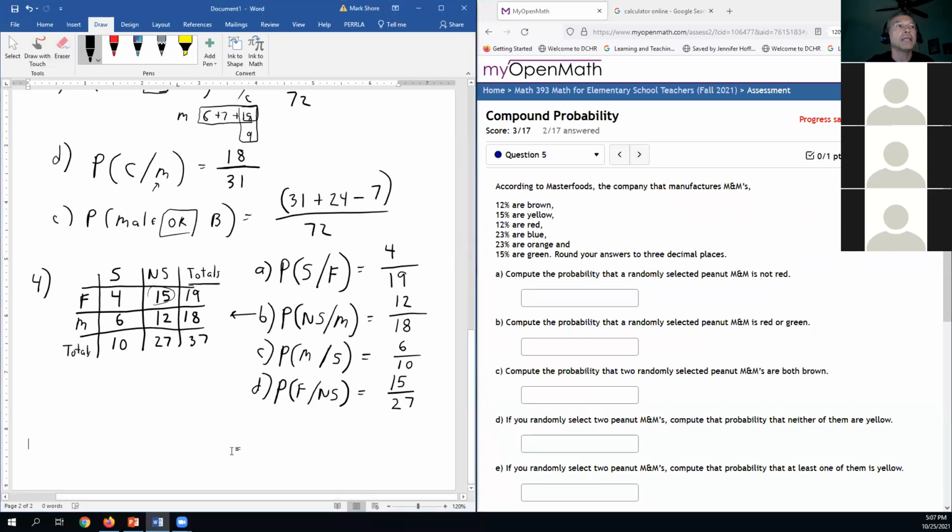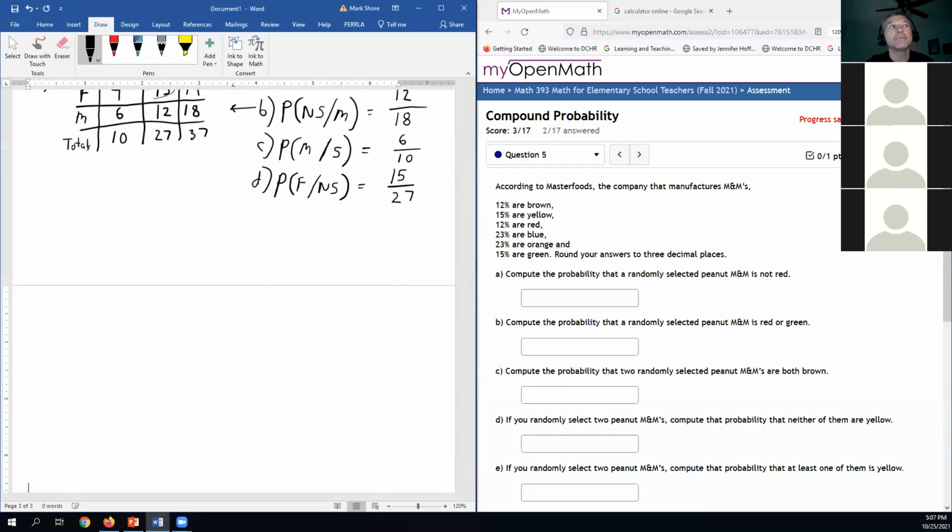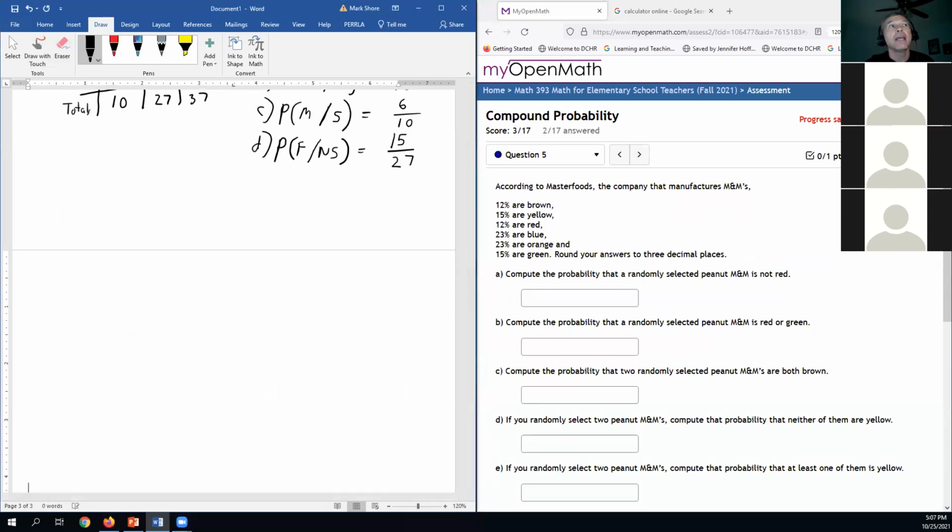So on this next one, you won't see the word and too much. You might see or occasionally, but like if somebody says, what's the probability of me selecting a, I don't know, a female nursing student? Then if you see two words written in a row, female nursing student, that means they got to be both. They got to be female.